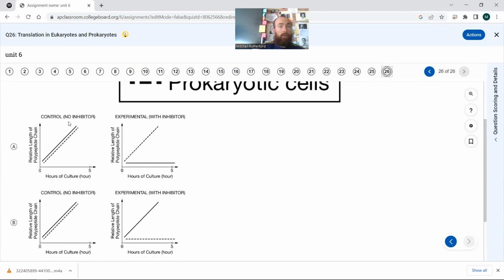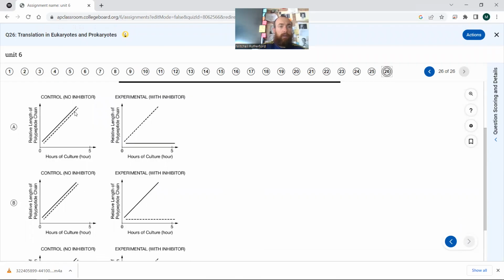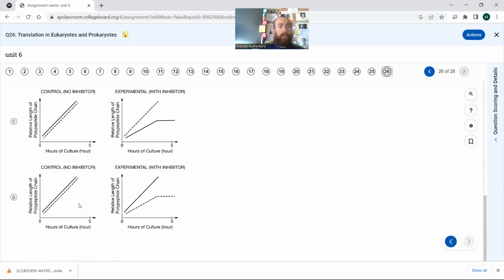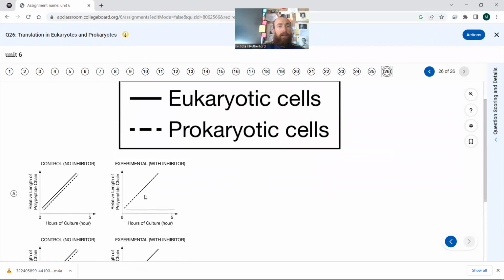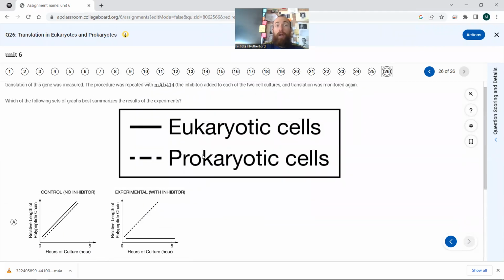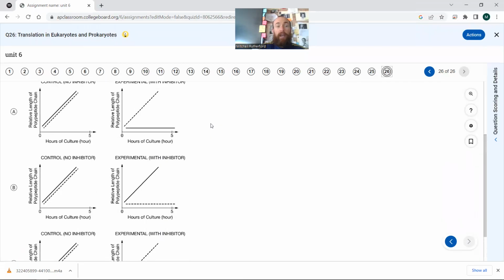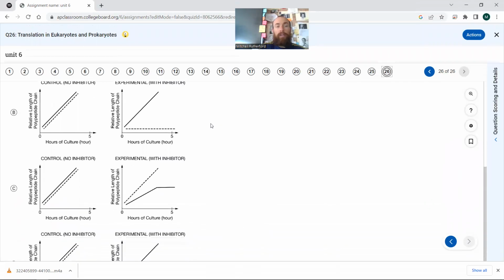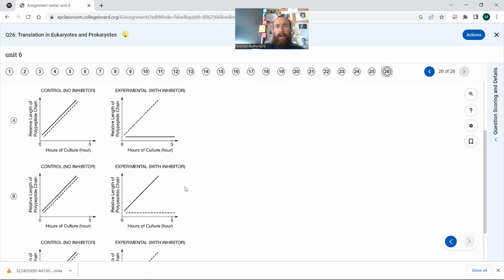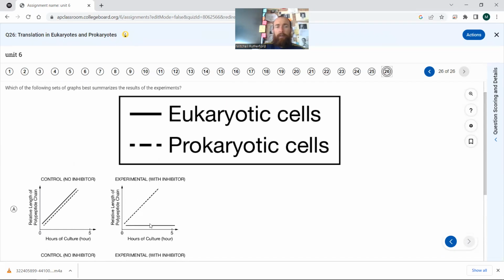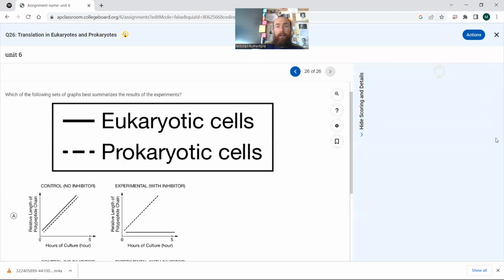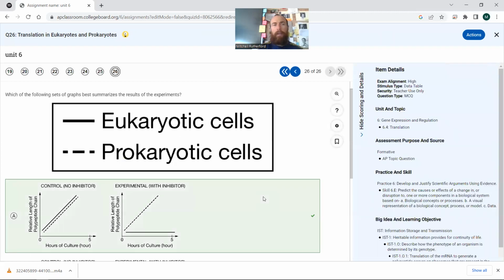So in the control, there's no inhibitor. Everybody makes proteins. Bing, bang, boom. Make your protein, make your protein, make your protein. Over here, the prokaryotes should have no problem. The eukaryotes, if you're blocking something from getting into the nucleus, you can officially block those eukaryotes. So it's definitely A or C. I don't have any reason to believe that they're going to make some and then slow down. I don't think your eukaryotes are going to be able to make any. I just have to make that solid guess. And there it is.